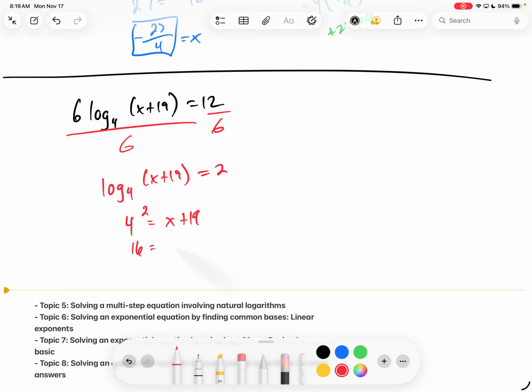4 squared is 16. Subtract 19. Oh, I got negative 3. Is that bad? So let's check. If I plug in negative 3 back in, I get positive 16. That's greater than 0, so we're good. You can plug it back in and check it all the way out, but you definitely don't have to. As long as that's positive, it should work.